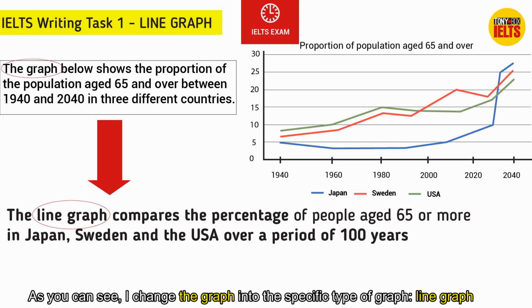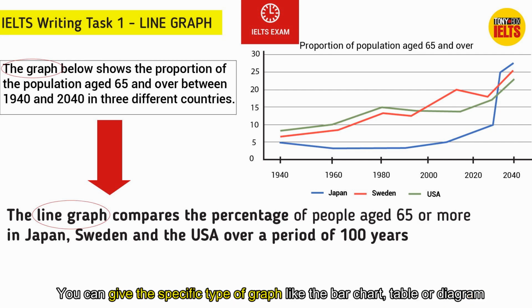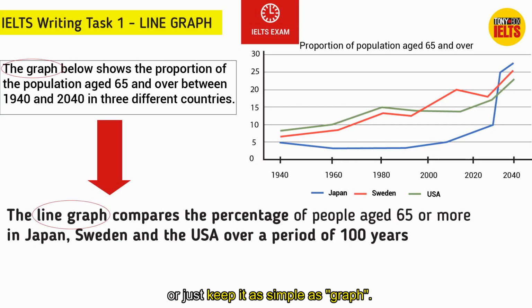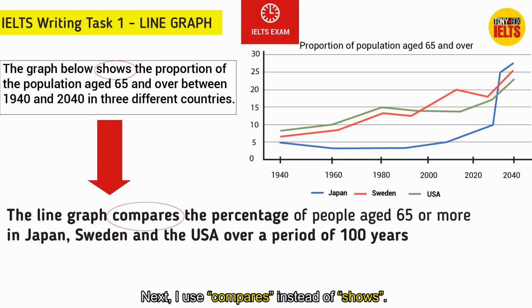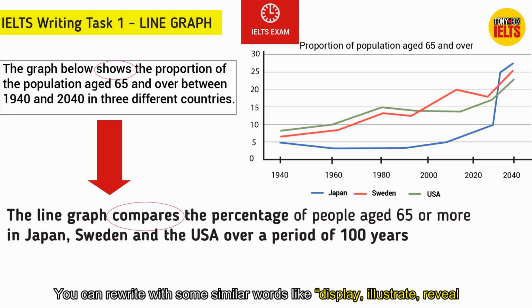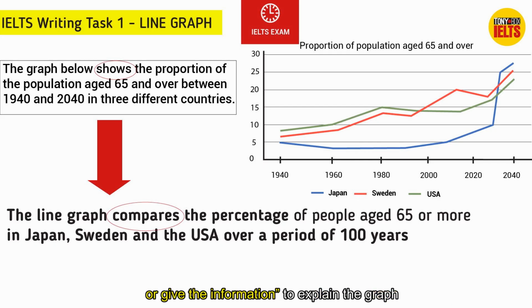As you can see, I changed the graph into the specific type of graph, line graph. You can give the specific type of graph like the bar chart, table, or diagram, or just keep it as simple as graph. But if the topic says the exact kind of graph, you don't need to change anything. Next, I use compares instead of shows. You can rewrite with some similar words like display, illustrate, reveal, or give the information to explain the graph.